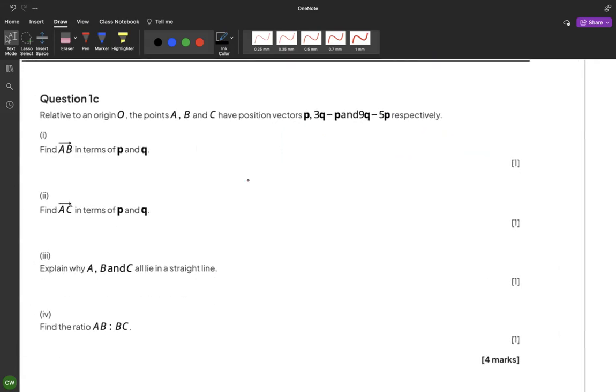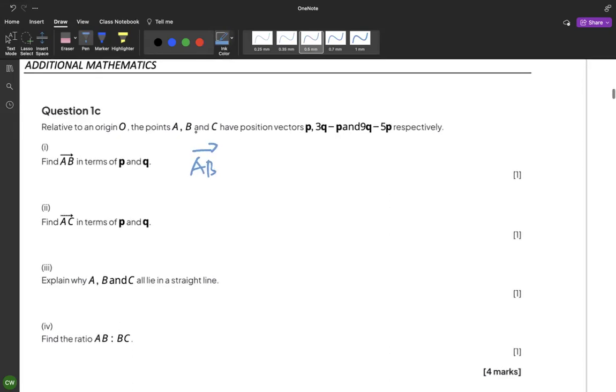Okay, next one. Do you know what to do? We are looking for vector of AB. So vector of AB, we can see there are A, B, and C. This one means OA is P. OB is 3Q minus P. OC is 9Q minus 5P. So AB is okay. You can take OB minus OA. 也可以直接写了。This is called position vector of B minus position vector of A.